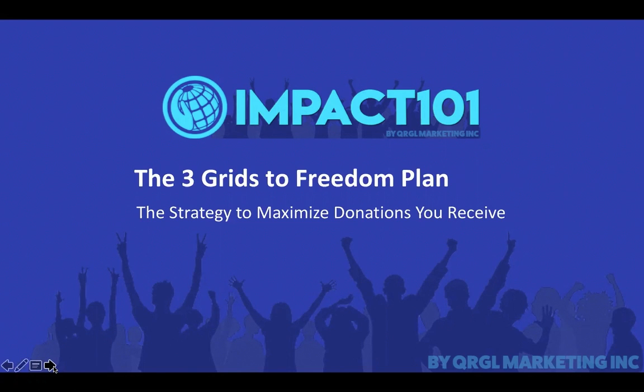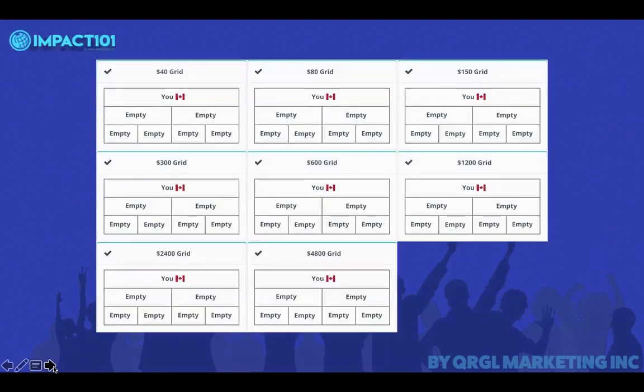It's important to know 2 things in order to maximize the donations you receive. Number 1, we have 8 different grids. A $40 grid, an $80 grid, a $150 grid, and so on, all the way up to a $4,800 grid. Each of these grids is a totally separate donation stream. The more of these grids you're in, the more donation streams you have coming to you.